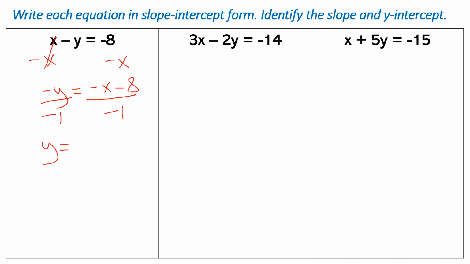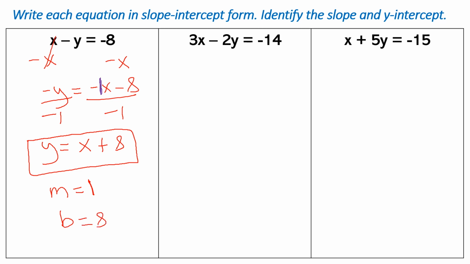I'm left with y equals, well, this is a 1 in front of the x. So it's understood 1. If I divide negative 1 by negative 1, I get a positive 1. So we don't put 1x, we just put x. There's an understood 1 in front of the x. Then I divide negative 8 by negative 1, and that is a positive 8. All right, so I've rewritten it. My slope is 1, the coefficient or the number in front of x, and my y-intercept is 8.